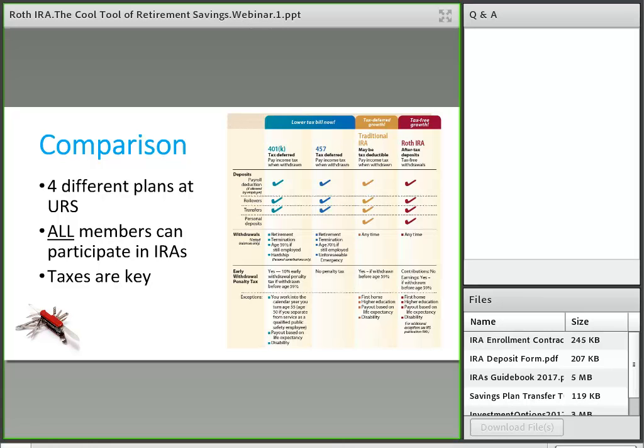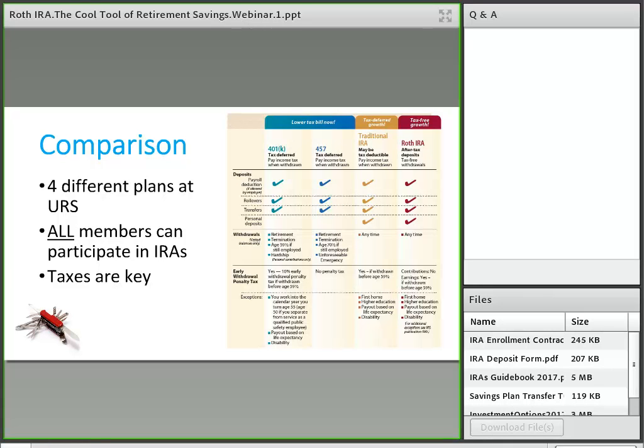Some of the larger agencies do, even some of the smaller agencies use all 4 plans, but that is up to the employer to decide which ones they want to use, right? What we want you all to understand is that every URS member has access to the traditional and the Roth IRA, regardless of whether or not your employer uses these through payroll deduction, right? So that's a key thing to remember here.